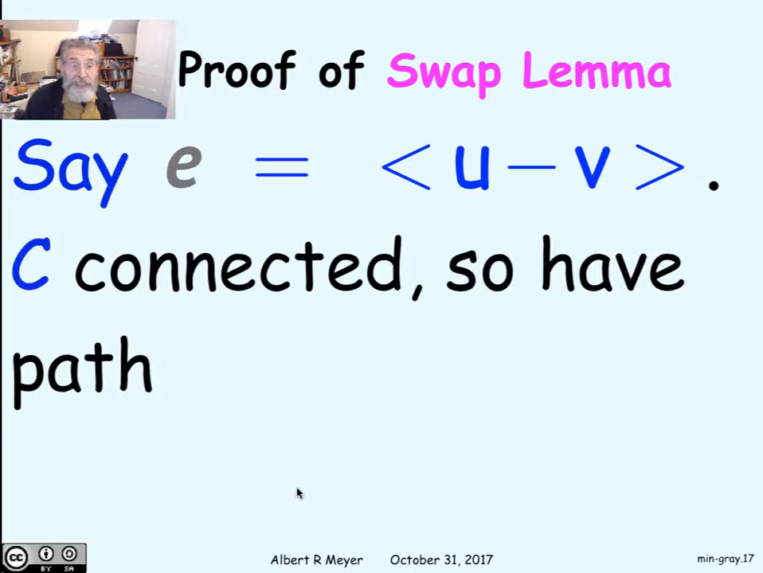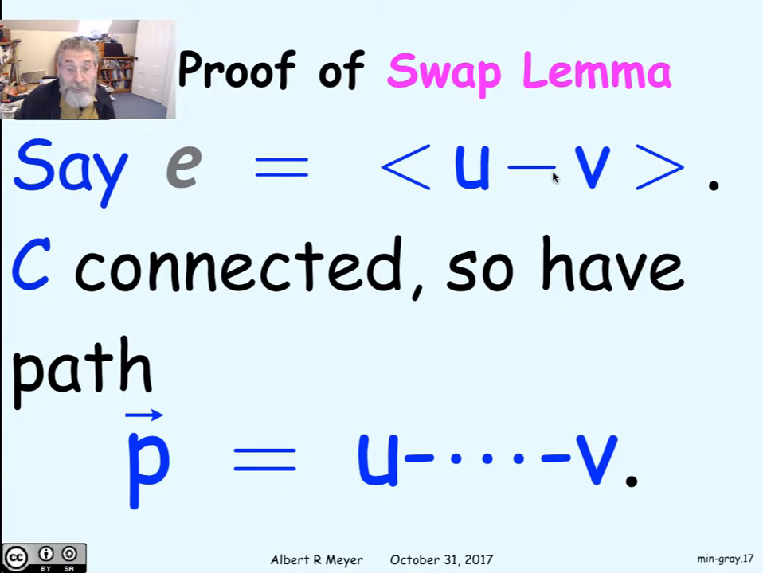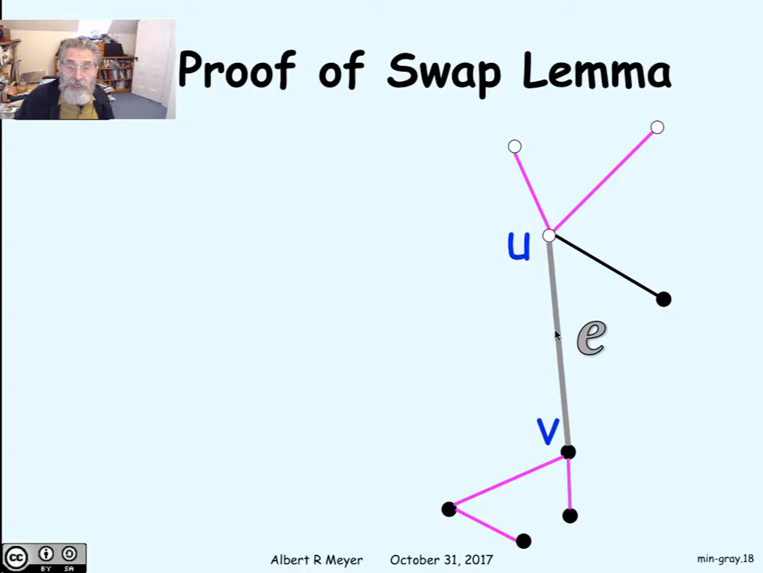Let's look at E. Suppose that E connects two vertices U and V. Since the subgraph C is connected, there's got to be a path from U to V. E was never there in the subgraph, and the subgraph is connected, so there has to be a path in C from U to V. Call it P. Let's draw a picture. So here's my minimum weight gray edge between two vertices U and V. Now those vertices are part of the connected subgraph C because it's spanning. So U and V are vertices of the spanning subgraph, and the subgraph is connected, so there's got to be a path from U to V.